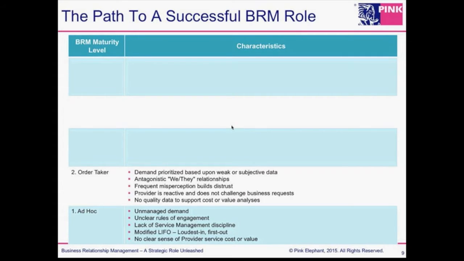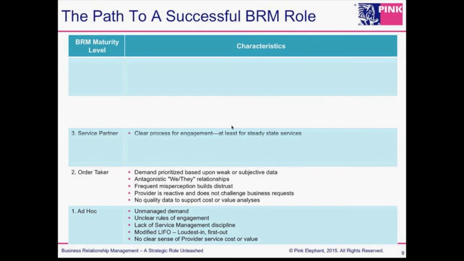But when we move up the scale, we go to order taker. If there isn't a BRM role, normally this would be the starting point where there's some level of understanding, very little trust, but at least some understanding of what the IT capabilities are. But IT at this point, as I said in an earlier slide, this is the order taker. We'll do whatever you say. If you bring to us the solution, we'll put it into play.